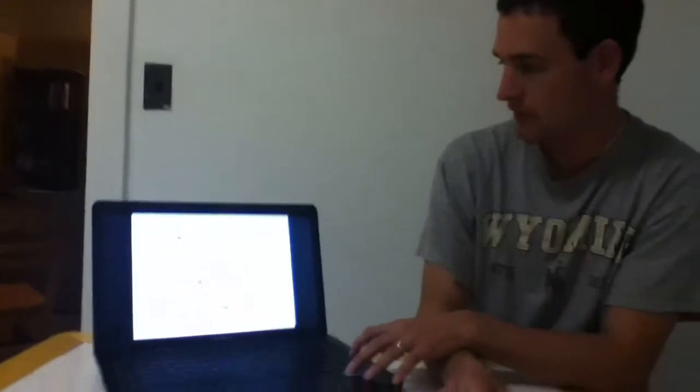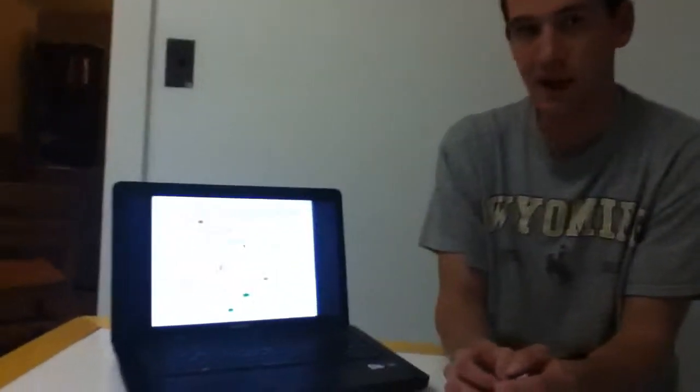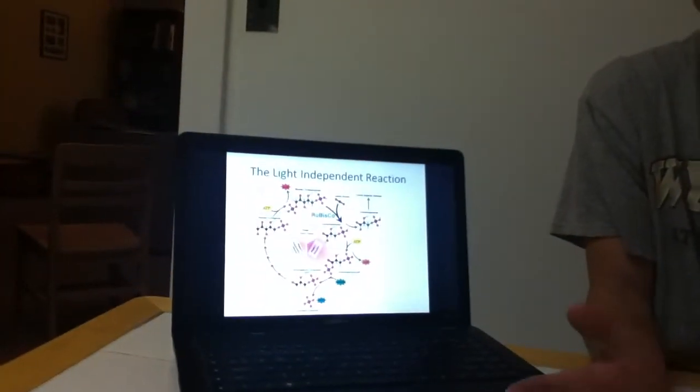If I can make this work. And now we see the light independent reaction. So can you remember why it's called the light independent reaction? Because there's no sun. Right. This works completely independent of the light. What it does require, though, are some of the products of the light reaction.